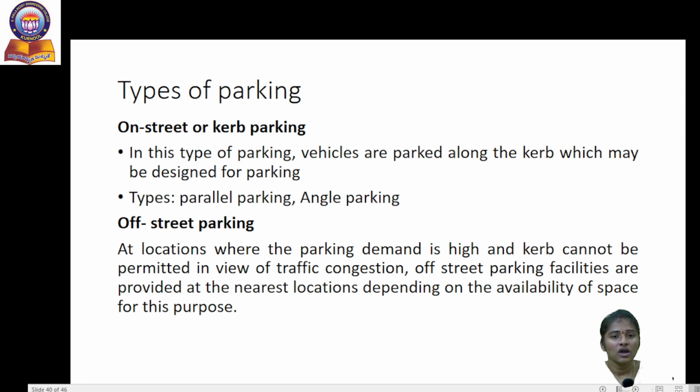Next we have off-street parking. At locations where the parking demand is high and curb parking cannot be permitted in view of traffic congestion, off-street parking facilities are provided at the nearest locations, depending on the availability of space for this purpose. So these are the two types of parking, on-street and off-street parking.